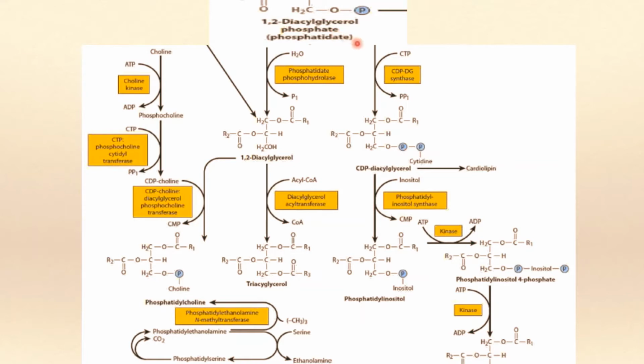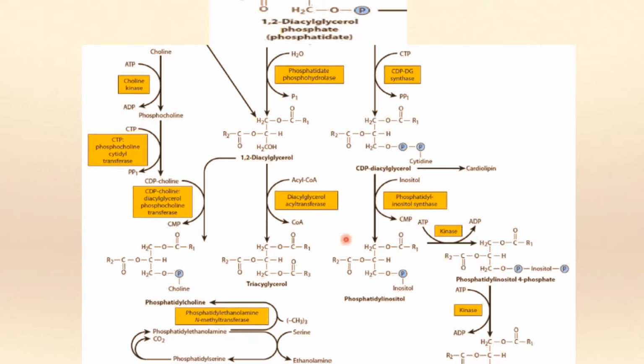In the subsequent reaction, 1,2-diacylglycerol phosphate forms CDP-diacylglycerol by combining with CTP, just like the choline on this side. This CDP-diacylglycerol will combine with glycerol 3-phosphate to form cardiolipin. We'll see that in the next slide. Or it can also combine with inositol. It attracts one inositol molecule and forms phosphatidylinositol.